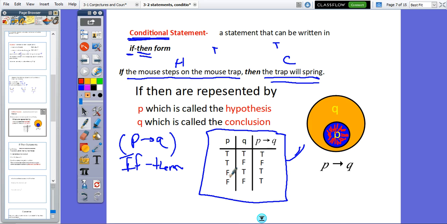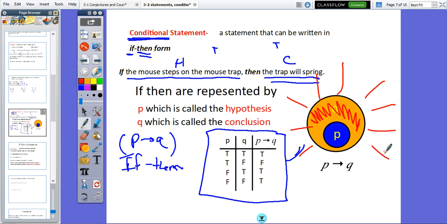But what about the other way around? Let's say the mouse never did step on the trap, but the trap still sprung. We're technically right as well, because we said this trap will spring. So think about it this way. Even though it might be a malfunction, let's say we never lit the bomb on fire, but it reacted and it caused an explosion. So did the bomb explode? Yes. So the whole statement's true, because the conclusion still happened.